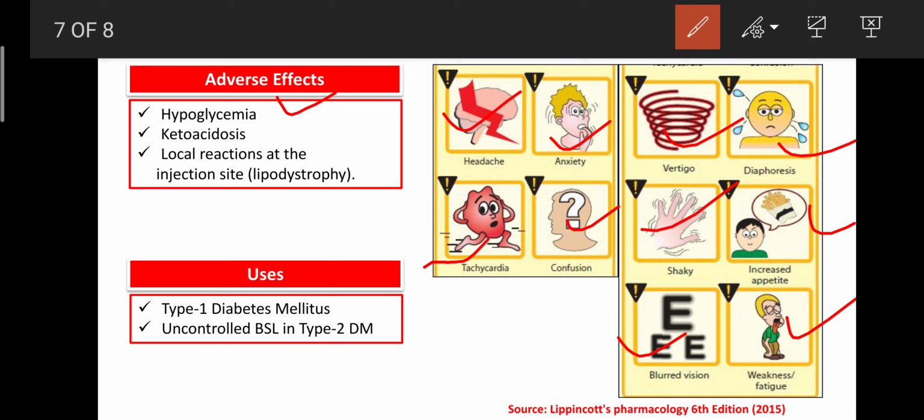So these are all the signs and symptoms of hypoglycemia, or our blood sugar level decreasing more than normal. Initial symptoms are confusion, headache, blurred vision, weakness and fatigue. If these occur, it indicates we are suffering from hypoglycemia or low blood sugar. So at that time, dear students, you should give something sweet.